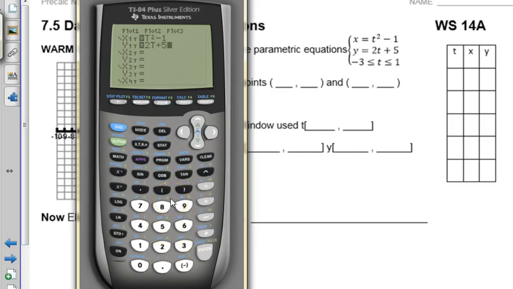Then what? This is really important, right? What is this telling us? Okay, and what about the window? Yes, the t min is -3 and the max is 1. So if we were making a table and doing it by hand, we probably would have gone -3, -2, -1, 0, and 1.